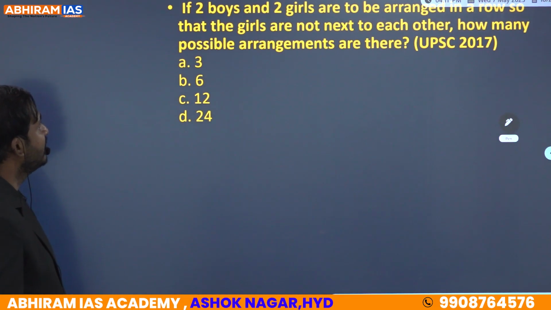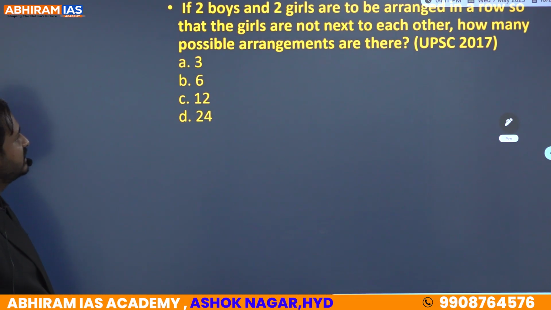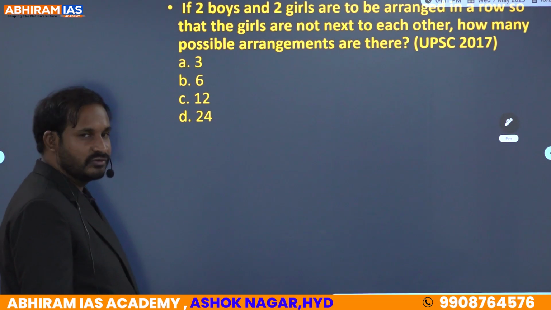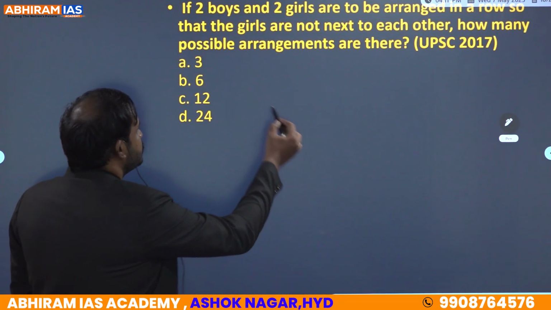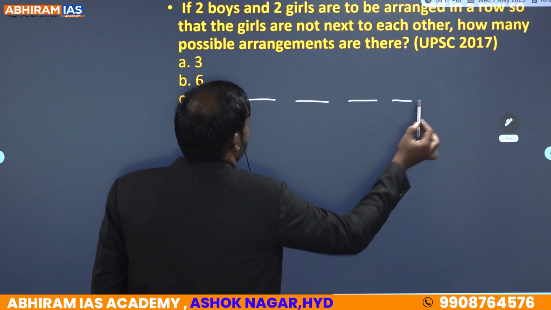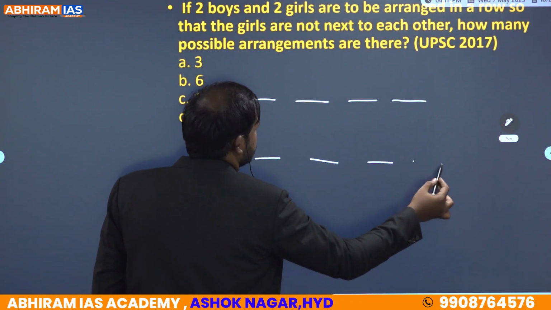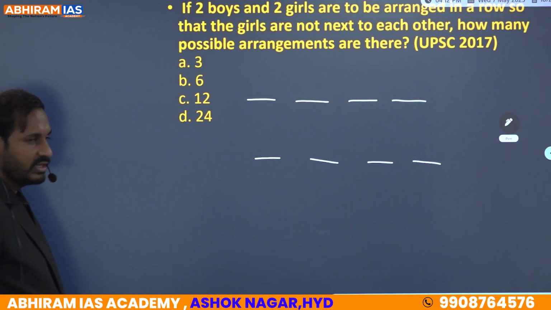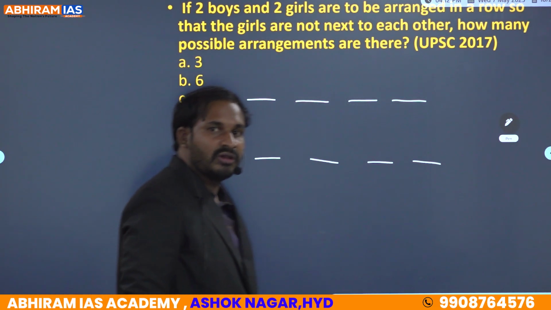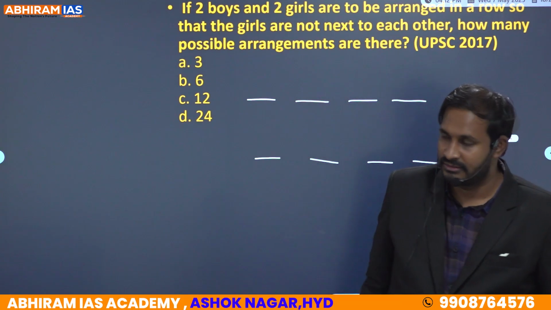Now, see here, if 2 boys and 2 girls are to be arranged in a row so that girls are next to each other, how many possible arrangements are there? Now I should arrange them in a row, 2 boys and 2 girls. Now we will solve this in a slightly different manner.